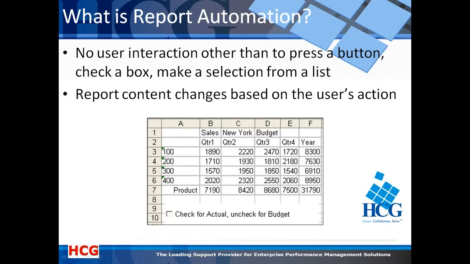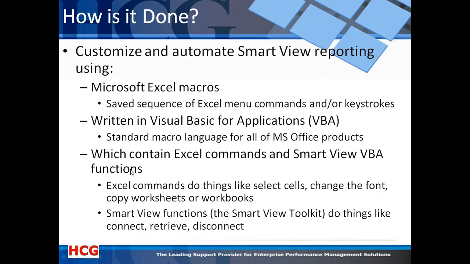So that's where we want to go. We're not going to go that far today in this short webinar, but you'll get a taste of it here. So just in case you didn't know, report automation means that the user doesn't have to interact with the report. All they have to do is press a button, check a box, make a selection from a list, and things will happen for them automatically. The report content changes based on the user's action. So in this case, the user's action is going to be to check this checkbox. And when they do, this cell D1 is going to change from actual to budget or budget to actual, and will retrieve new data based on their selection.